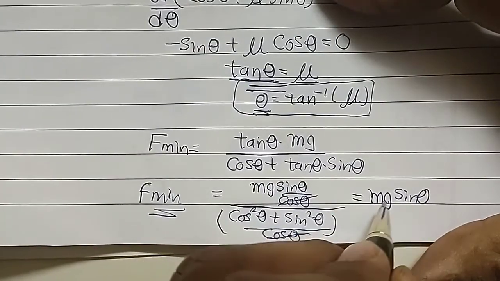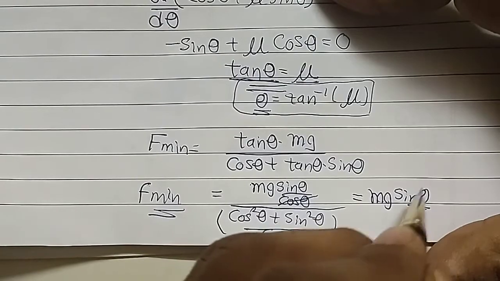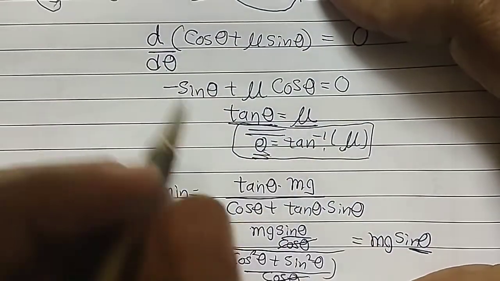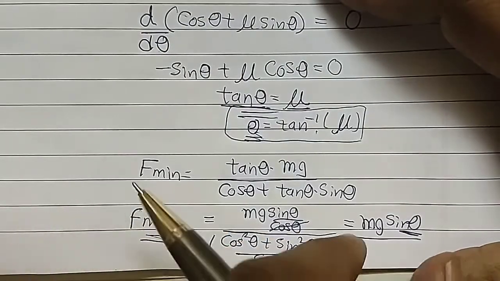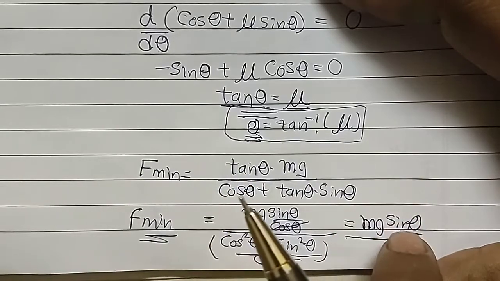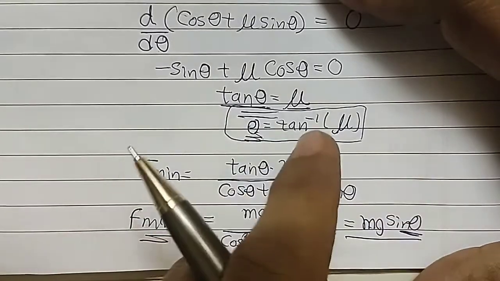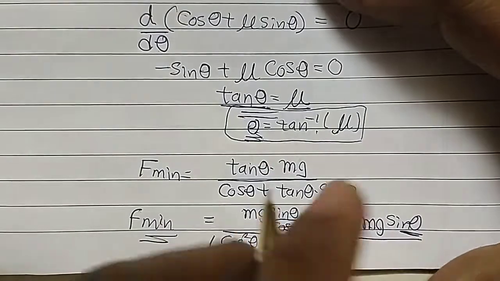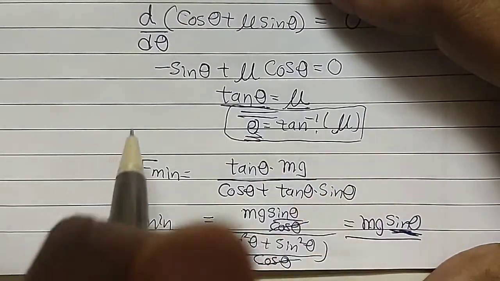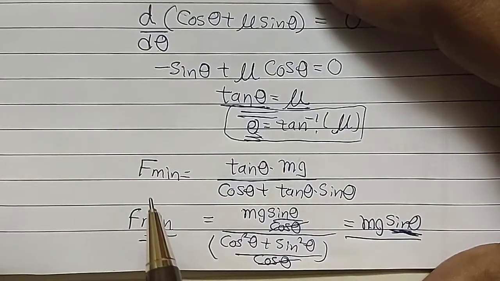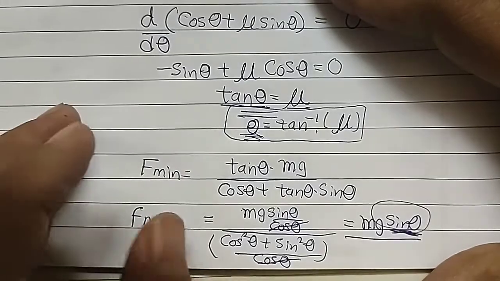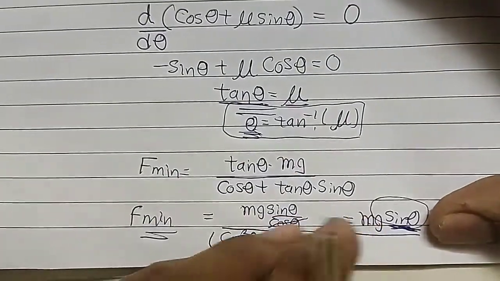But what does it mean? This minimum force is mg sin theta. In this one, theta is tan inverse of mu. So I got the minimum force, but it is still in terms of theta. This theta must be tan inverse of mu. At that time force becomes minimum. But I don't want the final formula in terms of theta. I want the final formula in terms of mu only. So I want to remove this sin theta term. See how to do that.